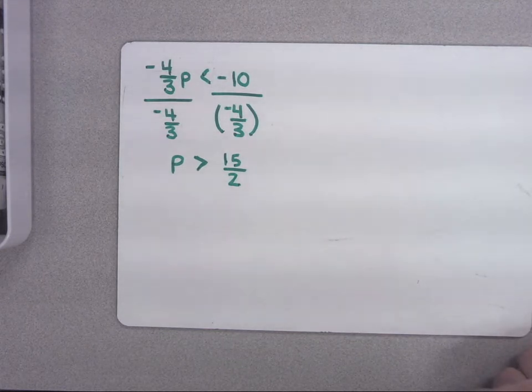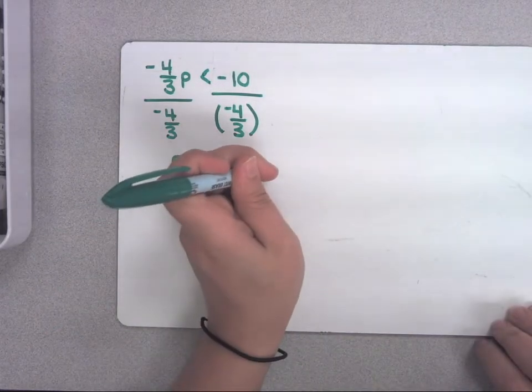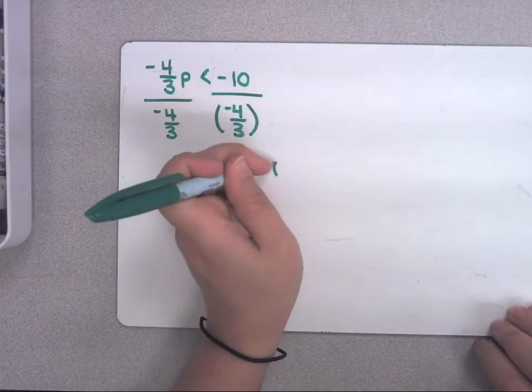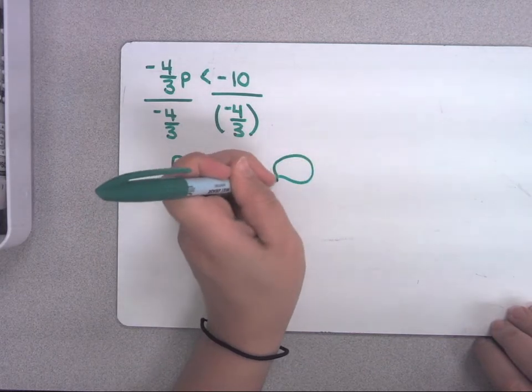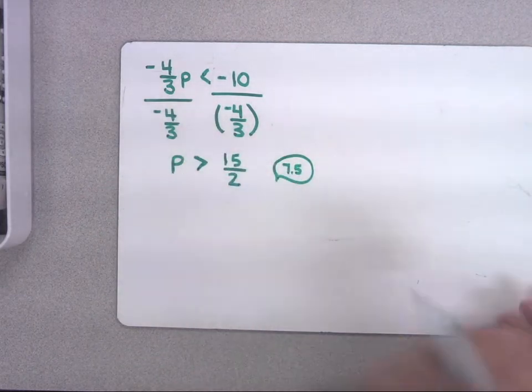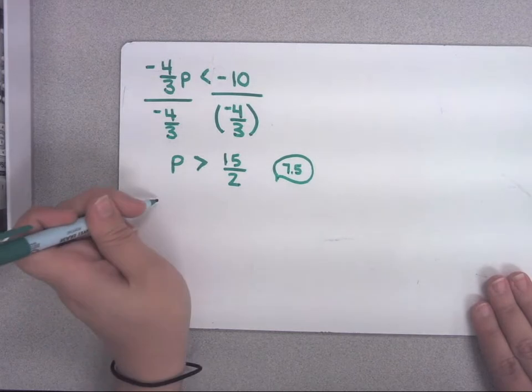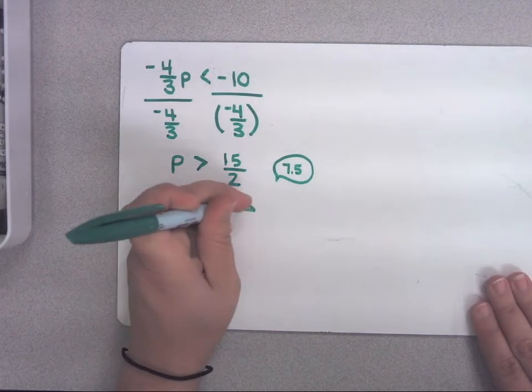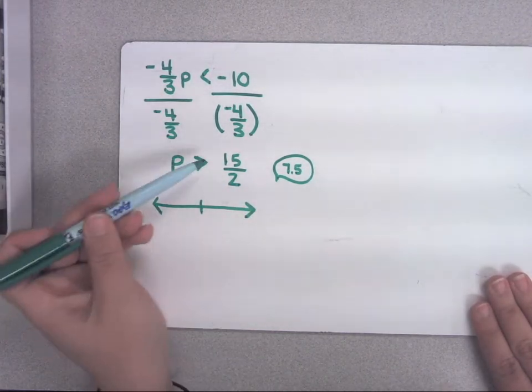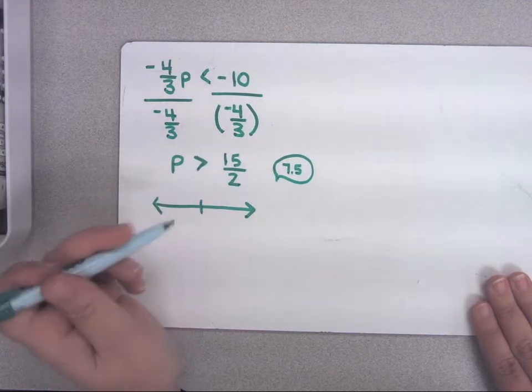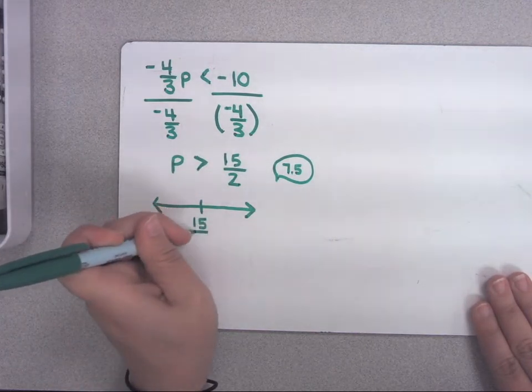Now, for our mental abilities, 15 over 2 is what as a decimal? Just to help us in our minds. Thought bubble. This is 7.5, right? So when we draw our number line, you put whatever you got in the middle. So I'm going to write 15 over 2 right here.